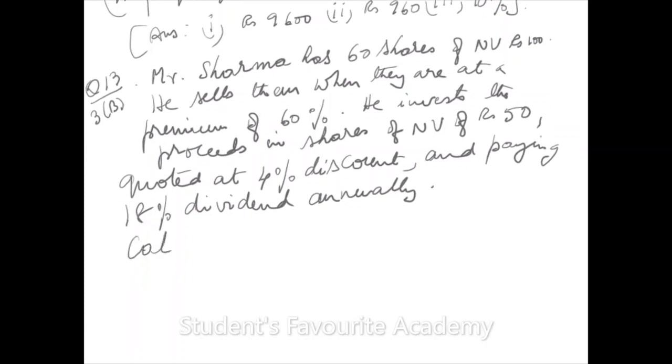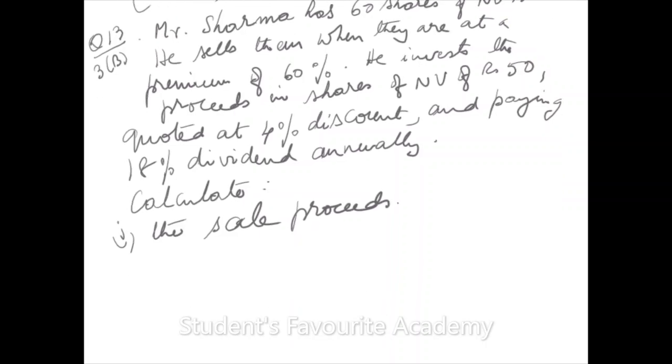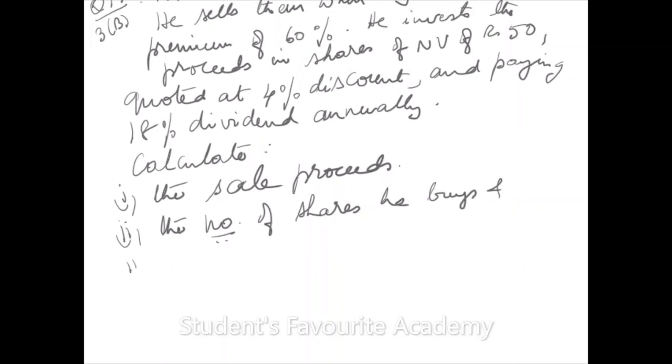Calculate one, the sale proceeds. Two, the number of shares he buys, and three, his annual dividend from the shares.